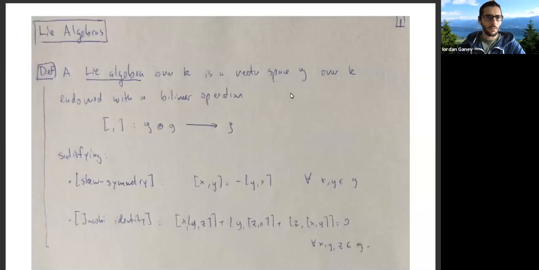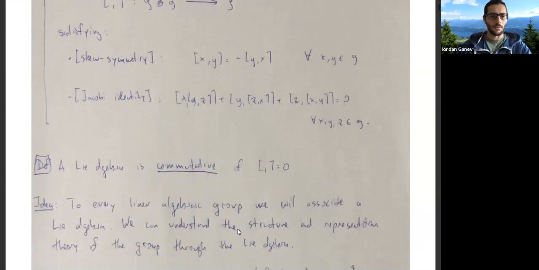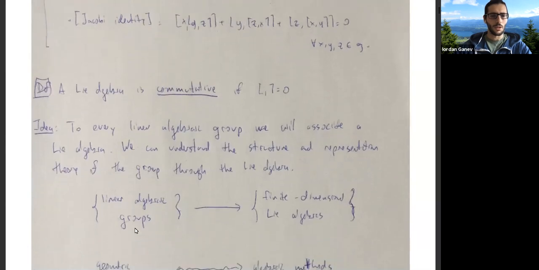Okay, so let's go over quickly some of the things we covered last time. Last time we introduced Lie algebras. A Lie algebra is a vector space with a bilinear operation satisfying skew symmetry and the Jacobi identity. And we explained a procedure for how to assign a Lie algebra, a finite dimensional Lie algebra, to any linear algebraic group.